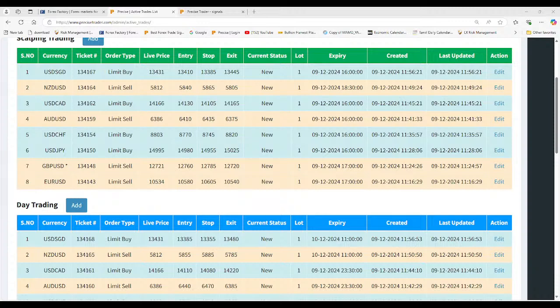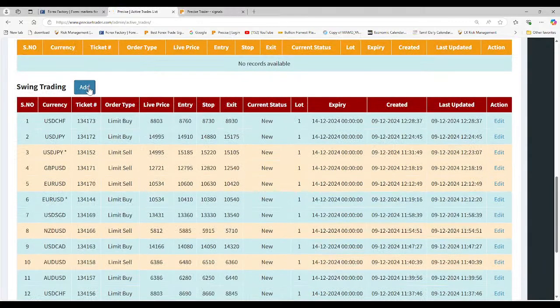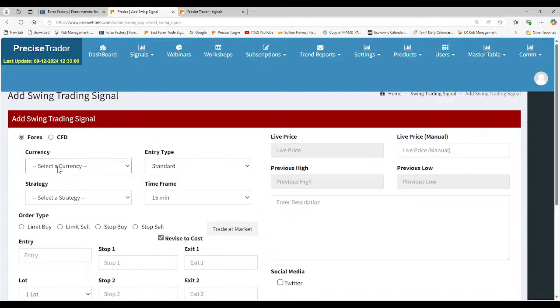So maybe 64.30, okay, 30 or 50. Then our target should be 63.40, 50 the minimum, or 62.80. Okay, so this is again Aussie.